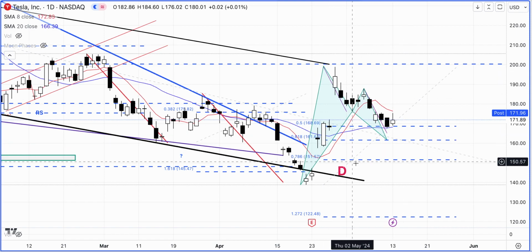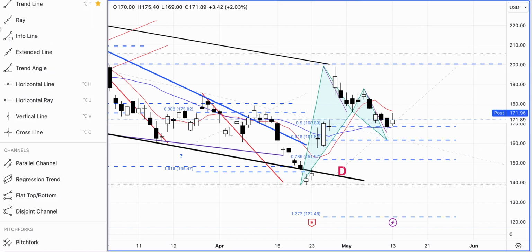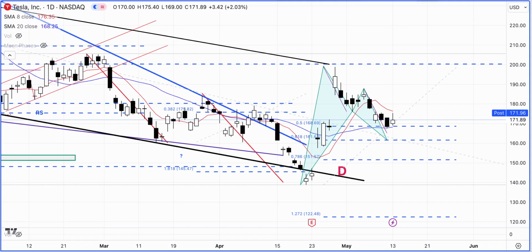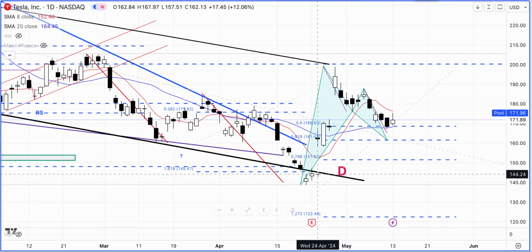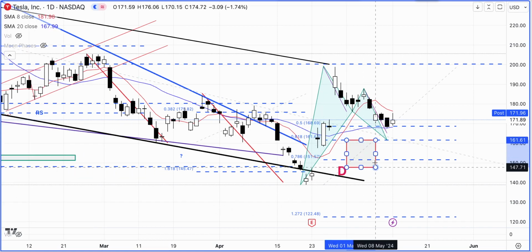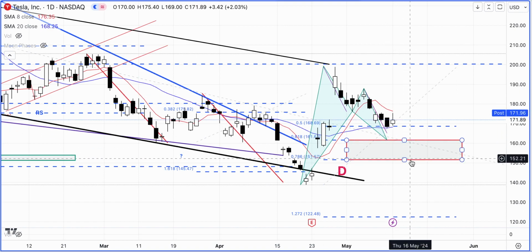But for now, we'll just watch for this zone. I'm gonna mark this like this so that we will have it marked. Here we go. So that should be a potential zone or region to watch should the stock get there.